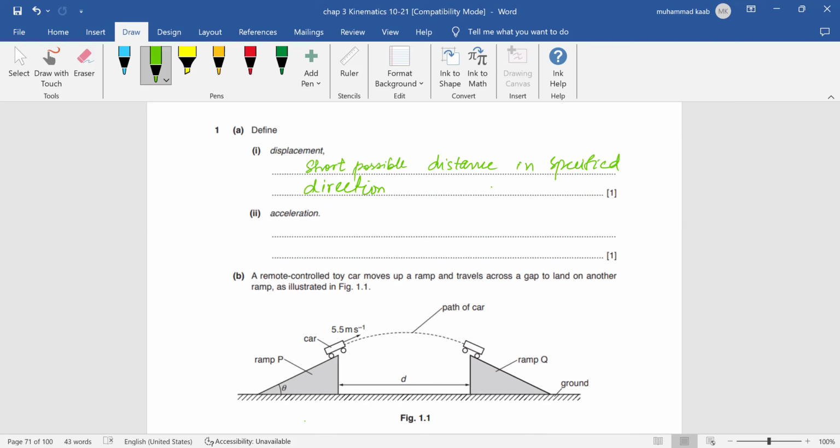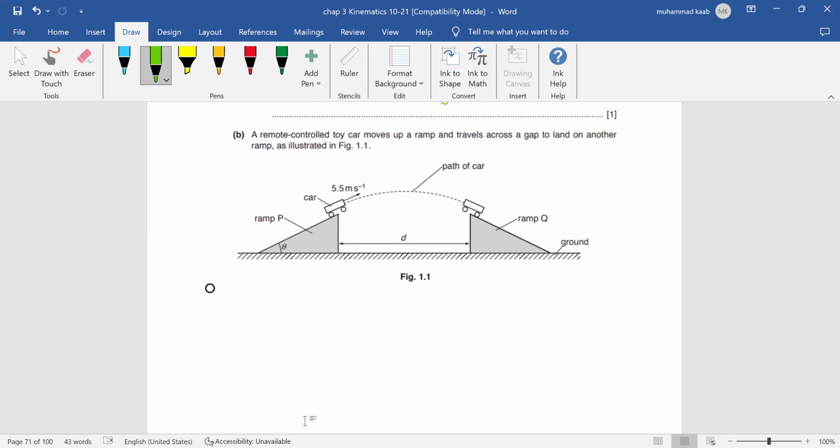Acceleration is the rate of change of velocity. Can we write rate of change of speed? Will speed work? No, sir. Velocity. Okay, fine. Very good. Move on.